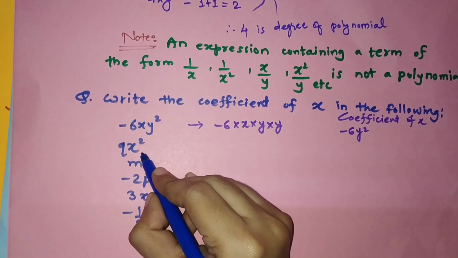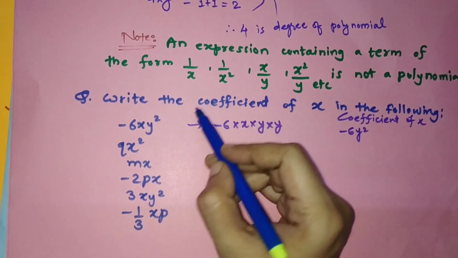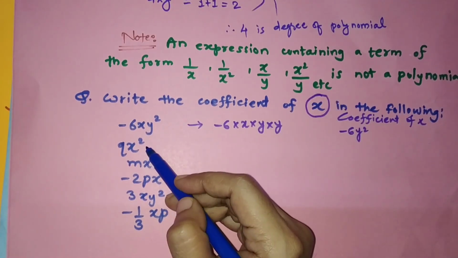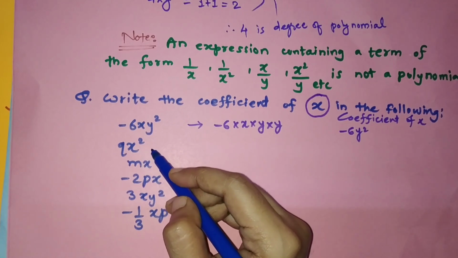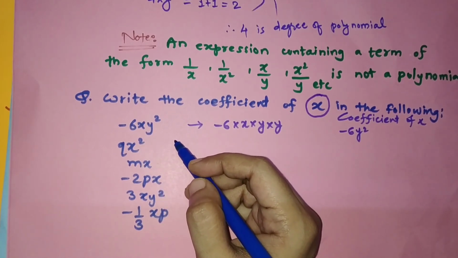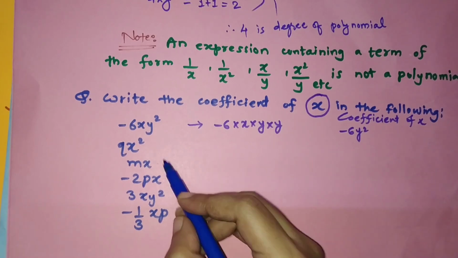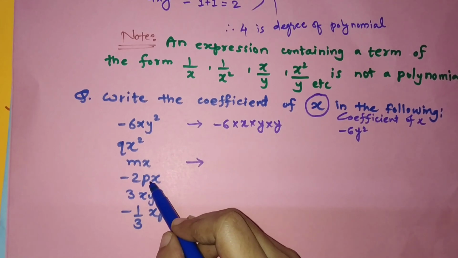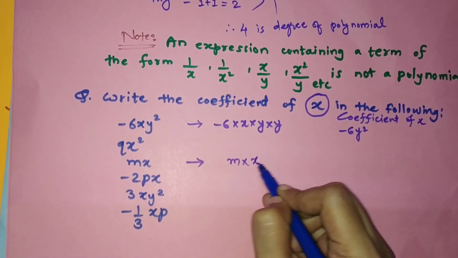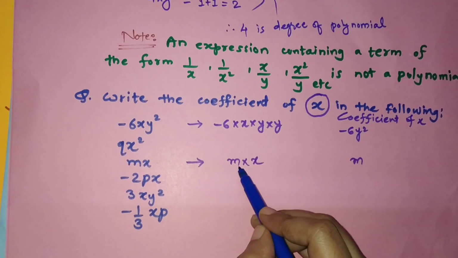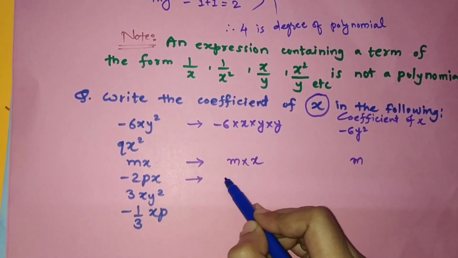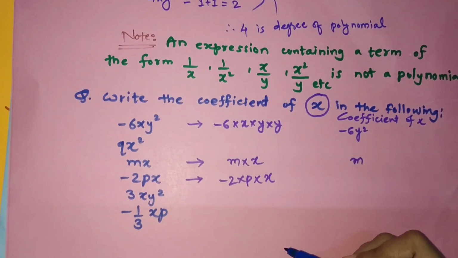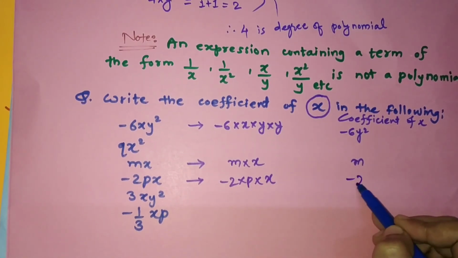And if you see here qx square, you can say the coefficient of x asked here is x square. We don't need to get confused. Here, nothing is the coefficient of x, because here it is x only, not there. And the next is mx. So in mx, the coefficient of x is nothing but m multiplied by x, which means m is the coefficient of x. In another example, it is minus 2 multiplied by p multiplied by x. So when you find the coefficient of x, here it is minus 2p.